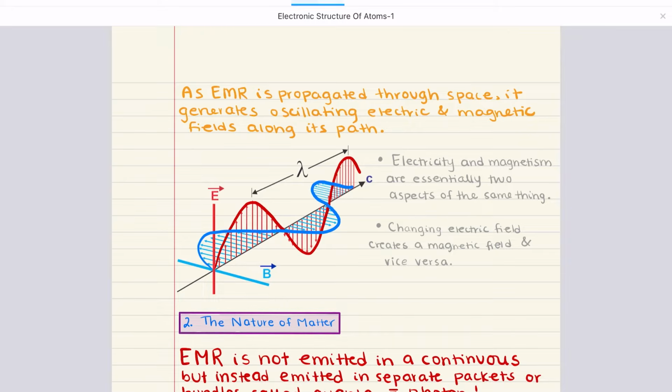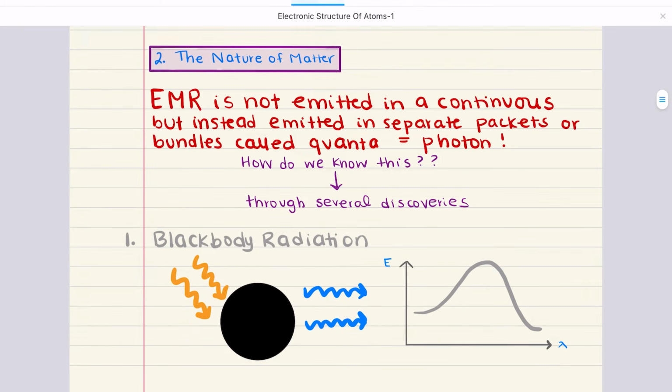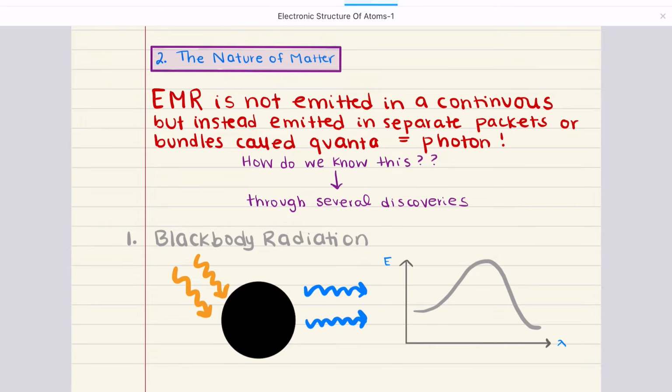Now, unlike waves, electromagnetic radiation is not emitted in a continuous manner, but instead it is emitted in separate packets or bundles called quanta. And this will be the goal of Objective 2. The second objective is titled The Nature of Matter, and here we want to talk a little bit about history.